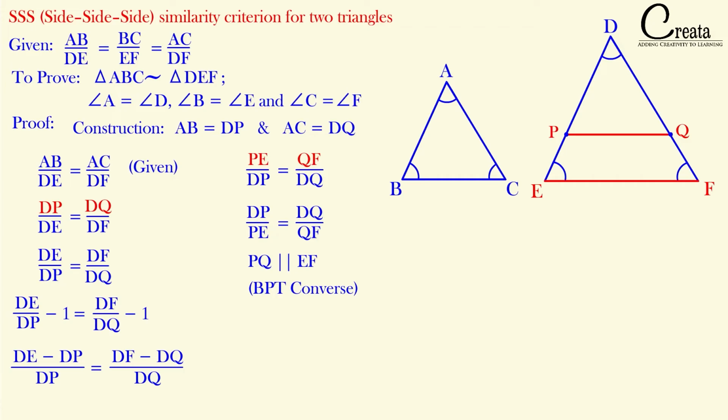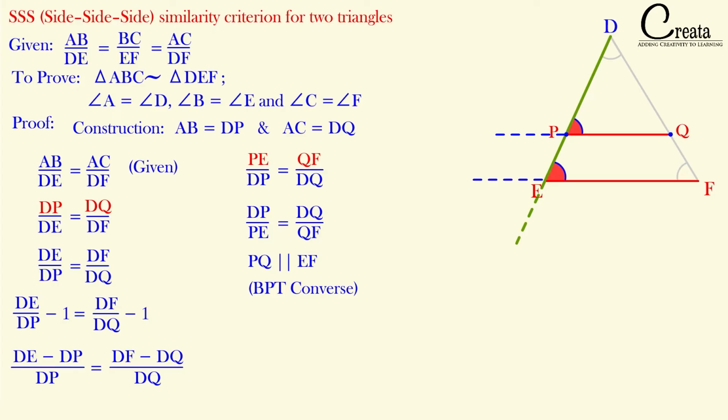These two line segments are parallel. We can extend these two line segments and we can assume the line segment DE as the transversal. And in the transversal, the corresponding angles are equal. Same concept in the previous lecture. So here angle P and angle E will be the corresponding angles. Here PQ and EF are parallel to each other, so the corresponding angles will be equal. These two angles will be equal to each other.